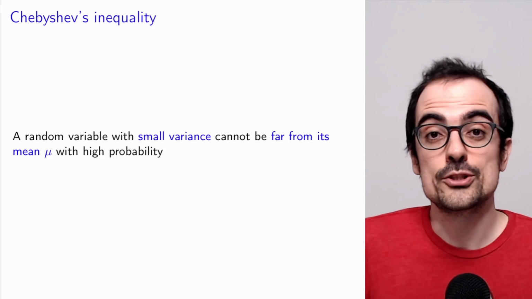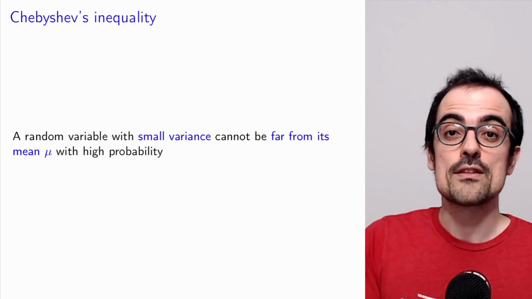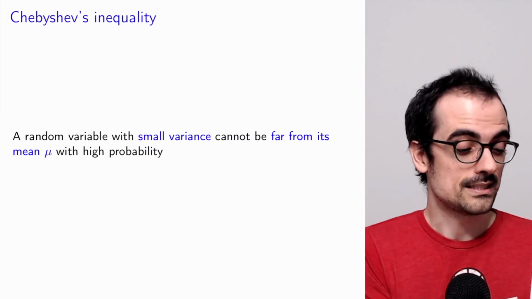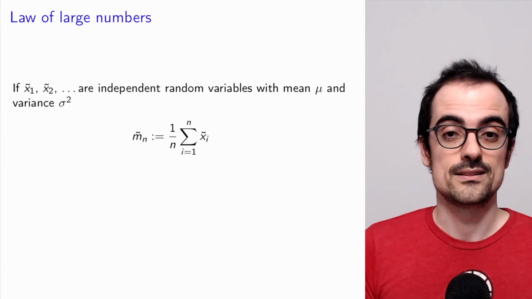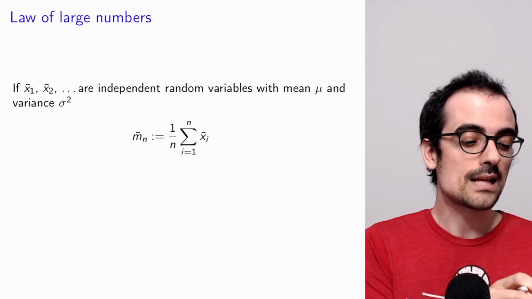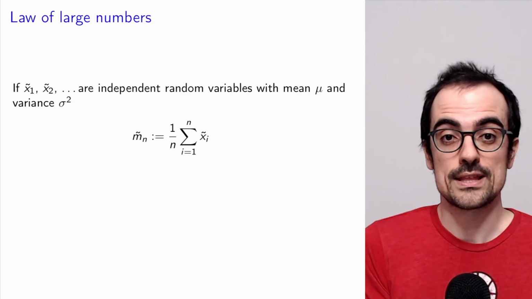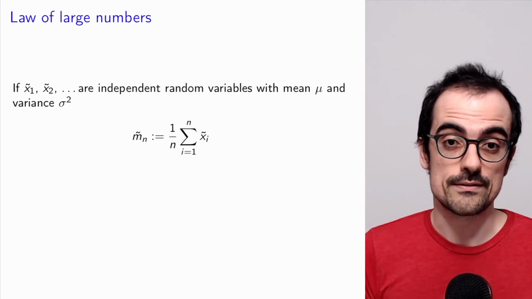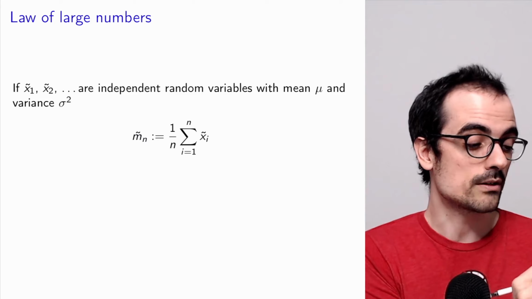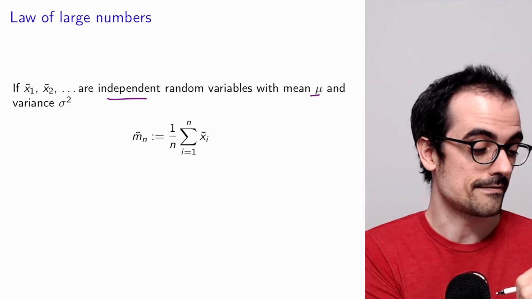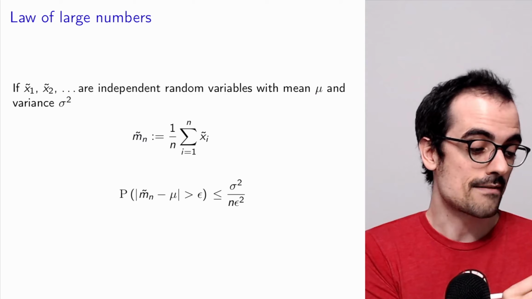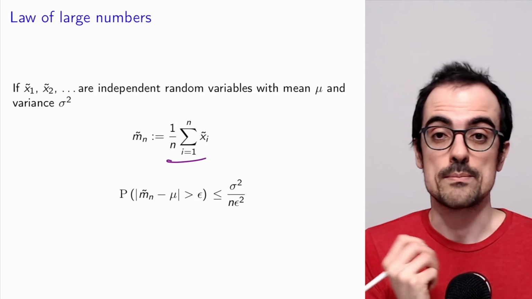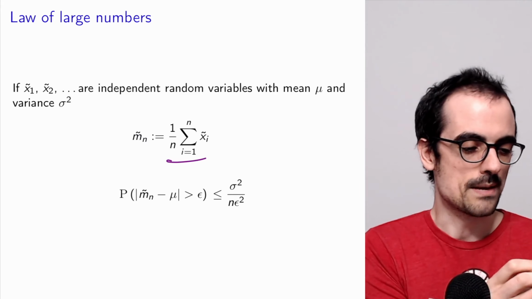And this question can be answered using Chebyshev's inequality, which tells us that a random variable with small variance cannot be far from its mean with high probability. This actually implies that the sample mean will converge to the population mean with high probability. We actually prove a result that is more general than that using Chebyshev's inequality. We prove that if we have a sequence of independent random variables with a certain mean and finite variance, then their average, or sample mean, is going to converge to the population mean, not the population mean, sorry, to the mean of each of them.